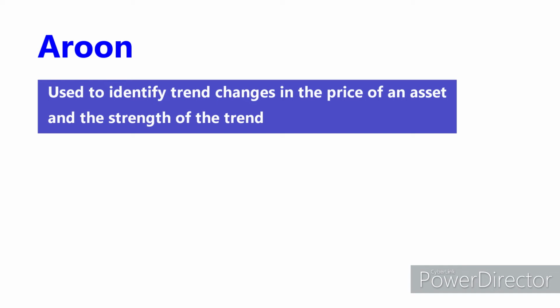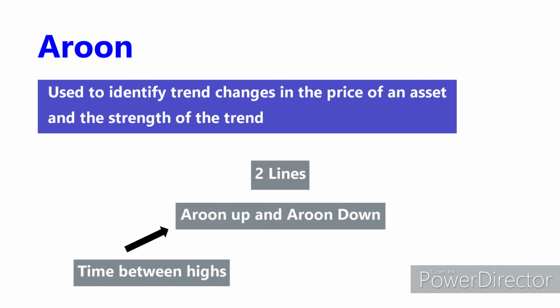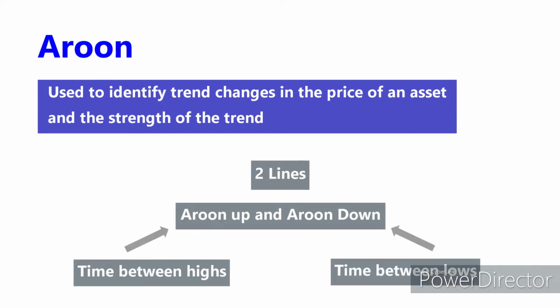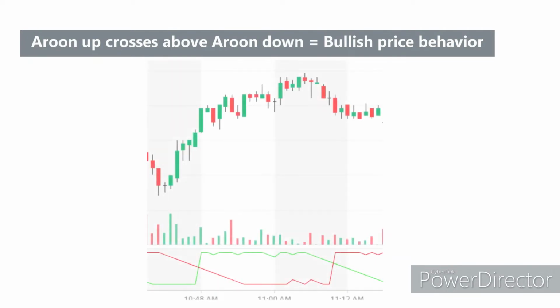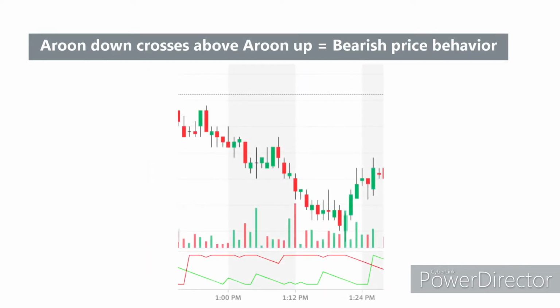Next up is the Aroon indicator. This is used to identify trend changes in the price of an asset and the strength of that trend. It consists of two lines, one showing the time between highs and the other showing the time between lows. The closer to 100, the more recent the last high or low was, depending on the line you're looking at. When interpreting the chart, it is important to notice the intersections between the two lines. When the arrow up crosses above the arrow down, a bullish price behavior is indicated and can be a signal to buy. When the arrow down crosses above the arrow up, a bearish price behavior is indicated and can be a signal to short a stock.